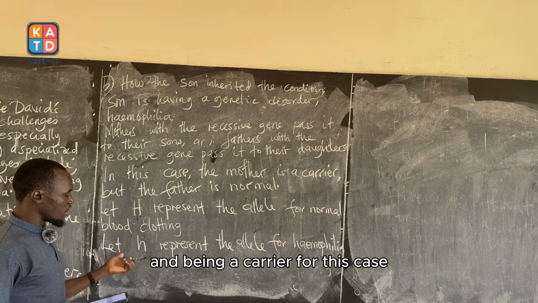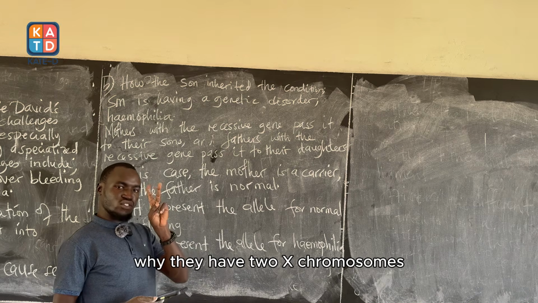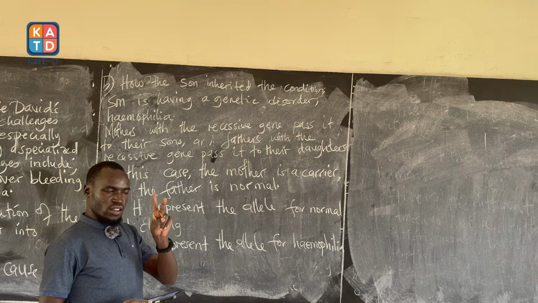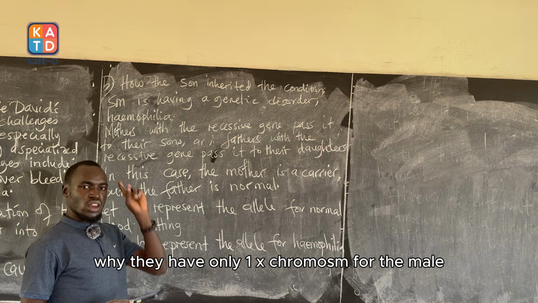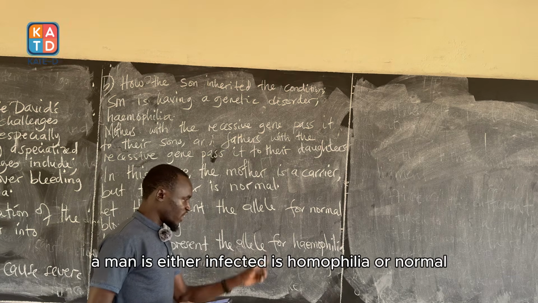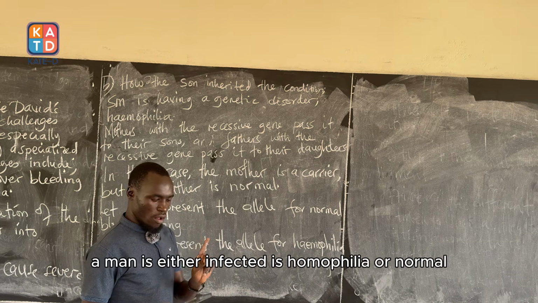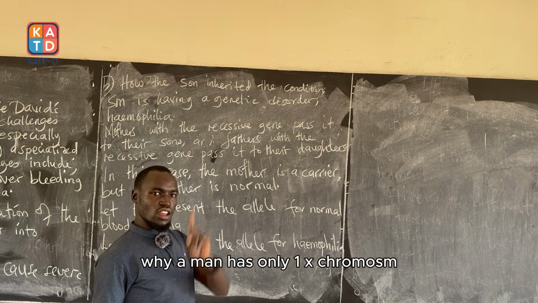And being a carrier, for this case, ladies are the ones we consider as carriers. Why? They have two X chromosomes. For the men, they cannot be carriers. Why? They have only one X chromosome. So a man is either infected with hemophilia or normal. We don't have a carrier man. Why? A man has only one X chromosome.